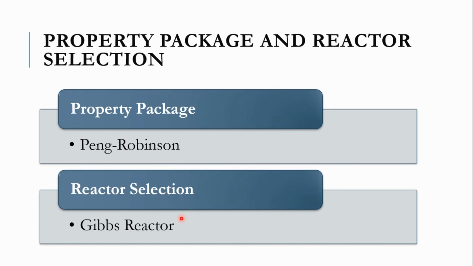For the reactor model, we will choose the Gibbs reactor. Unlike conversion, equilibrium, or kinetic reactors, the Gibbs reactor does not require reaction stoichiometry. Instead, it determines the equilibrium composition by minimizing the total Gibbs free energy of the system while satisfying elemental balances. This makes it extremely powerful for exploratory studies and thermodynamic analysis.